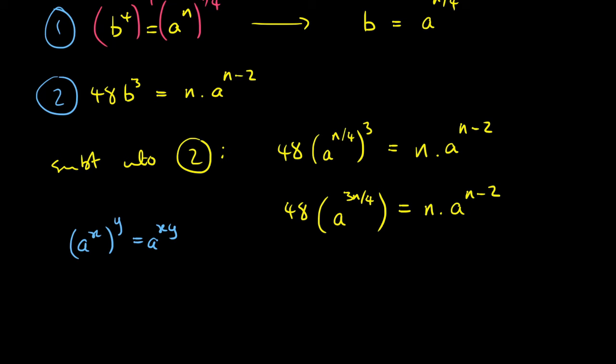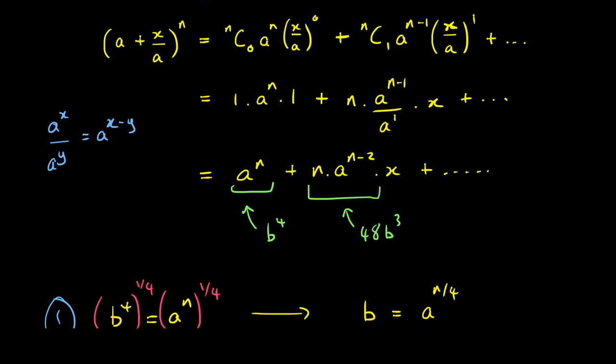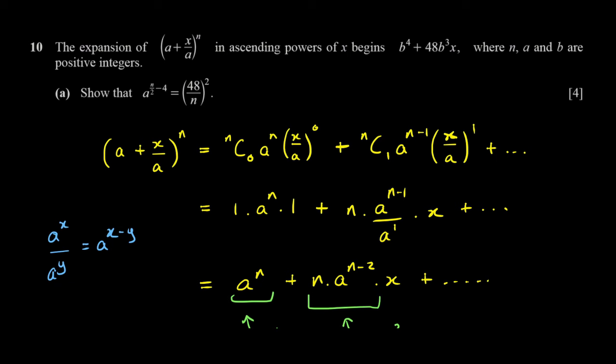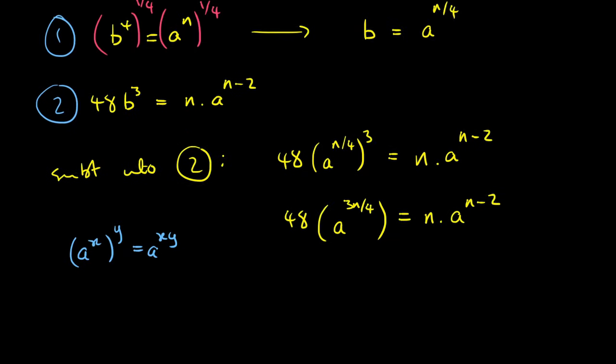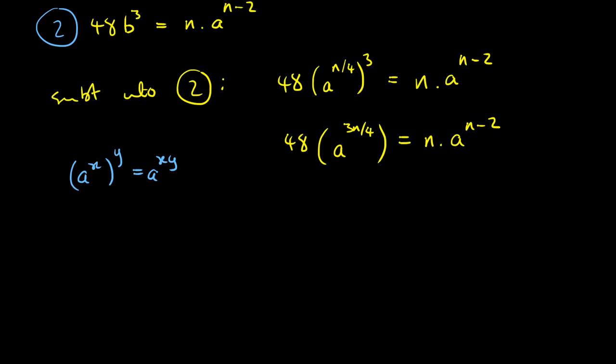All right. Now, I think at this point, it's helpful to have a look at what we are aiming for. We are aiming for this expression here. And notice that we've got a 48 upon n term. So I'm going to aim for 48 upon n. The way I'm going to do that is divide both sides by n. So I get 48 upon n, and I'm going to divide both sides by a to the power of 3n upon 4. So basically I'm bringing the n to the left and then taking that to the right. So I'm going to get a to the power of n minus 2 over a to the power of 3n upon 4.